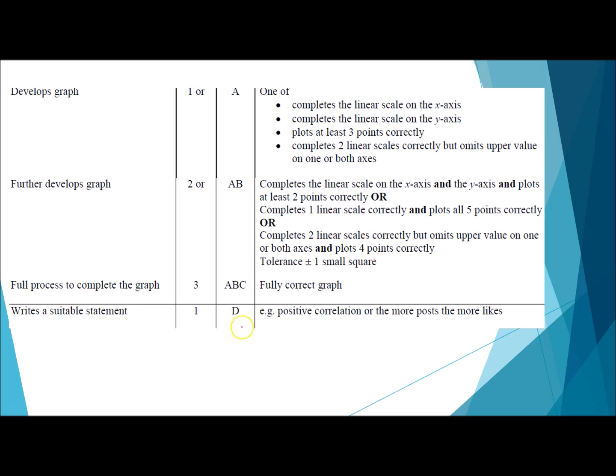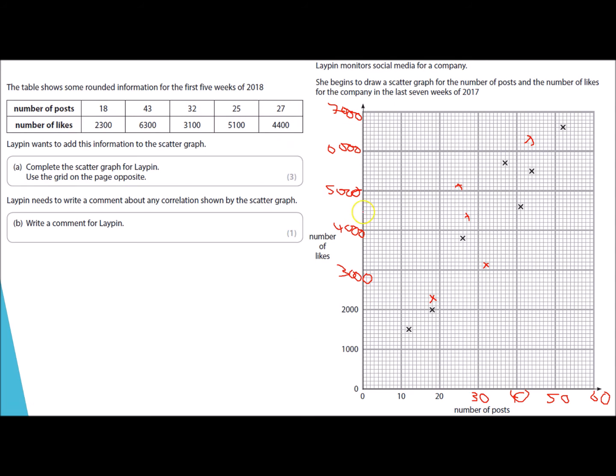Now if we just note again here, tolerance of one small square. So I could be out by sort of up here, a little bit more, or down there, and you'd still get those marks. So that's the sort of thing you'd be looking to do in the exam, to complete a graph and make a comment, or to draw a graph and make a comment.